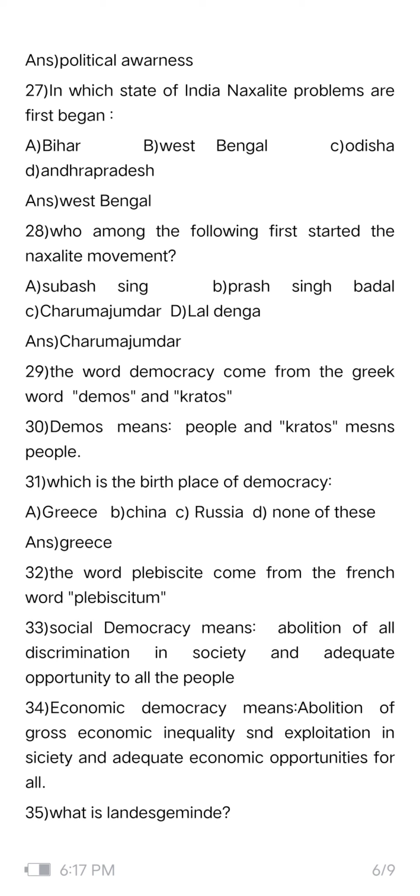Next question is, who among the following first started the Naxalite movement? Option A, Subhash Singh; option B, Prakash Singh Badal; option C, Charu Majumdar; and option D, Lal Denga. Right answer is Charu Majumdar. Charu Majumdar first started the Naxalite movement in India.